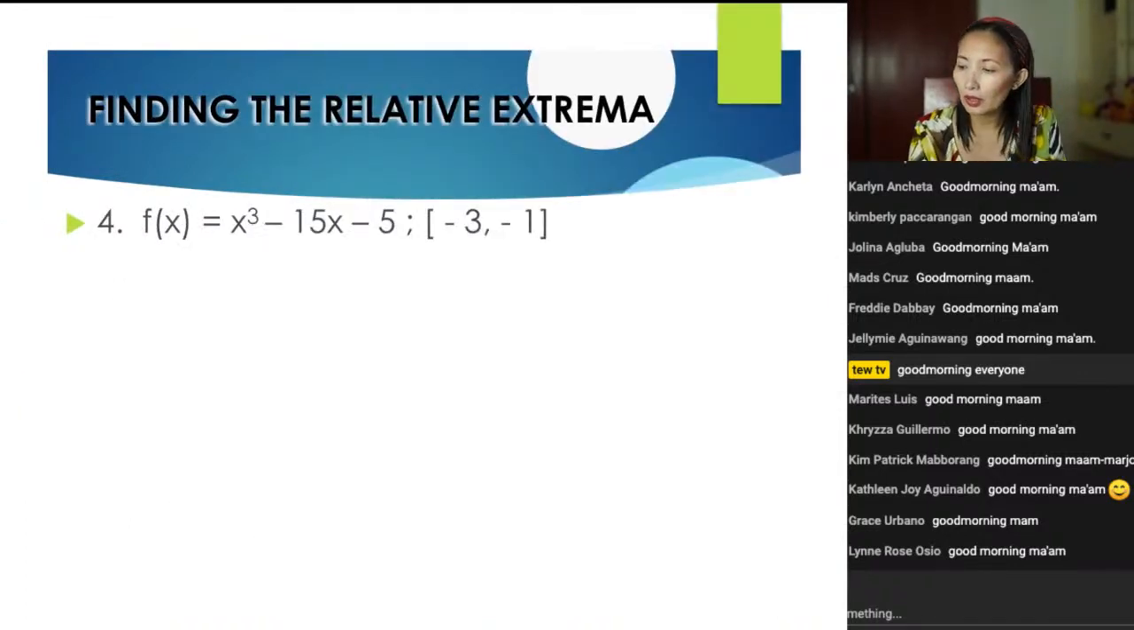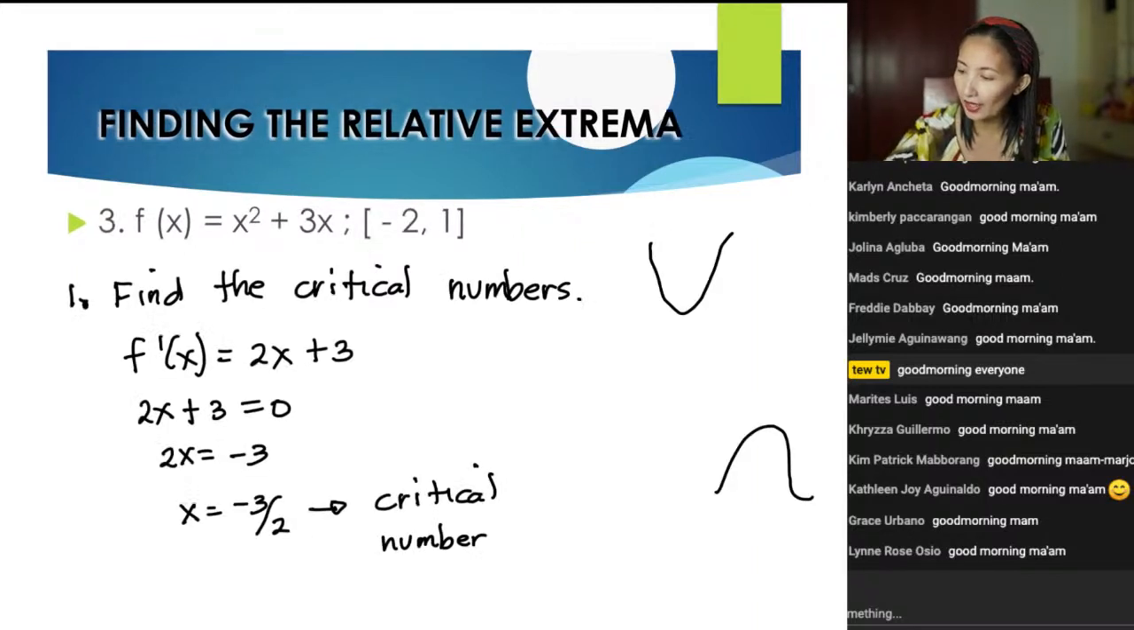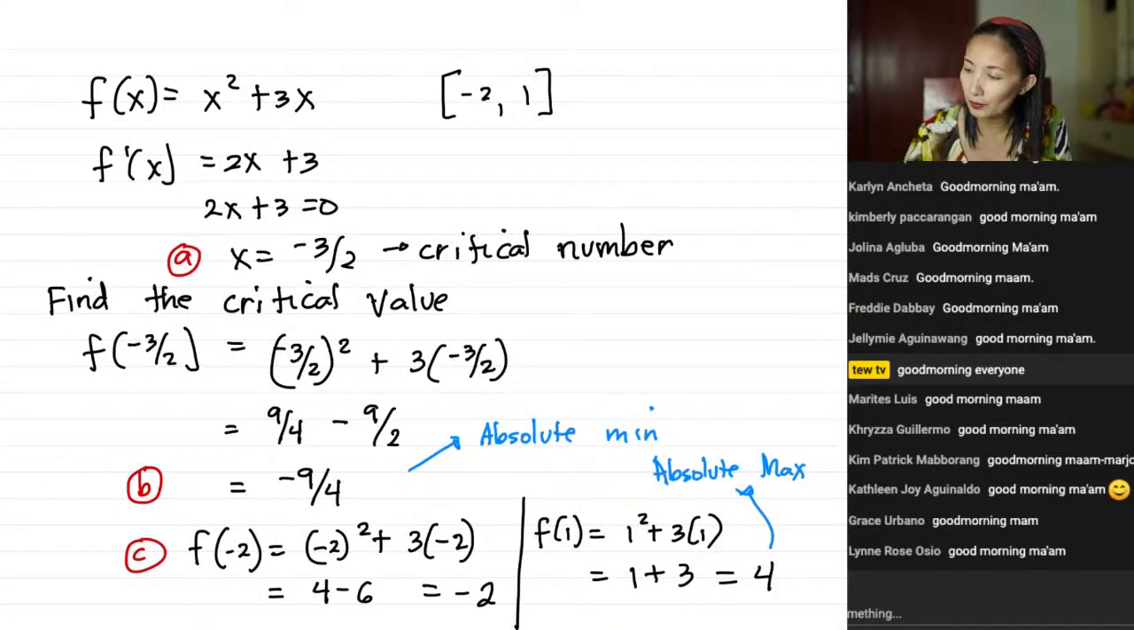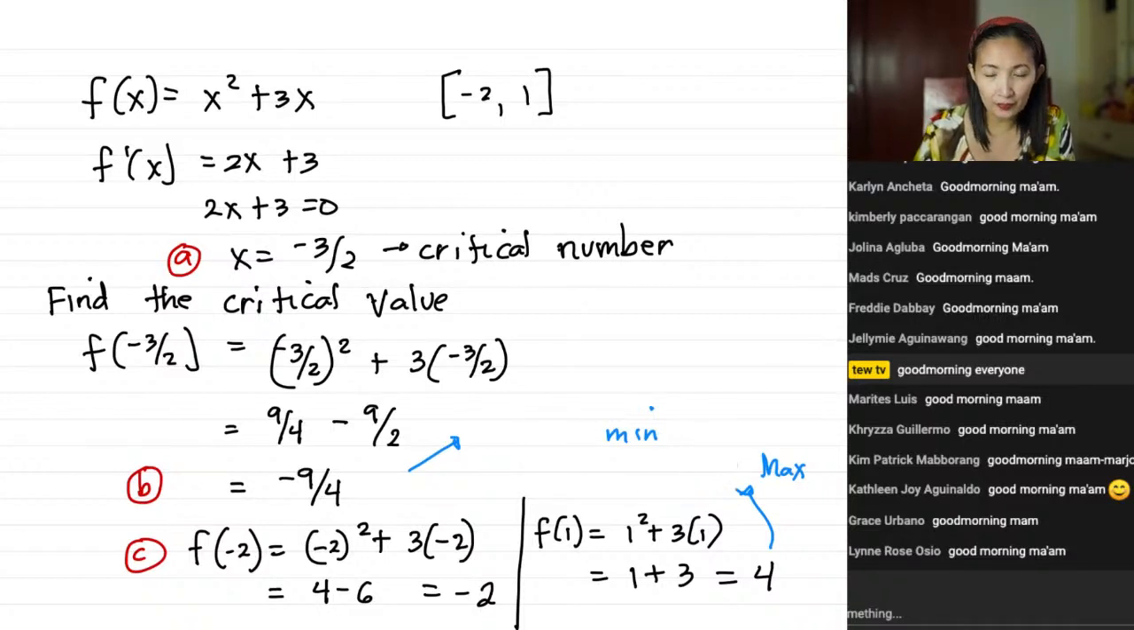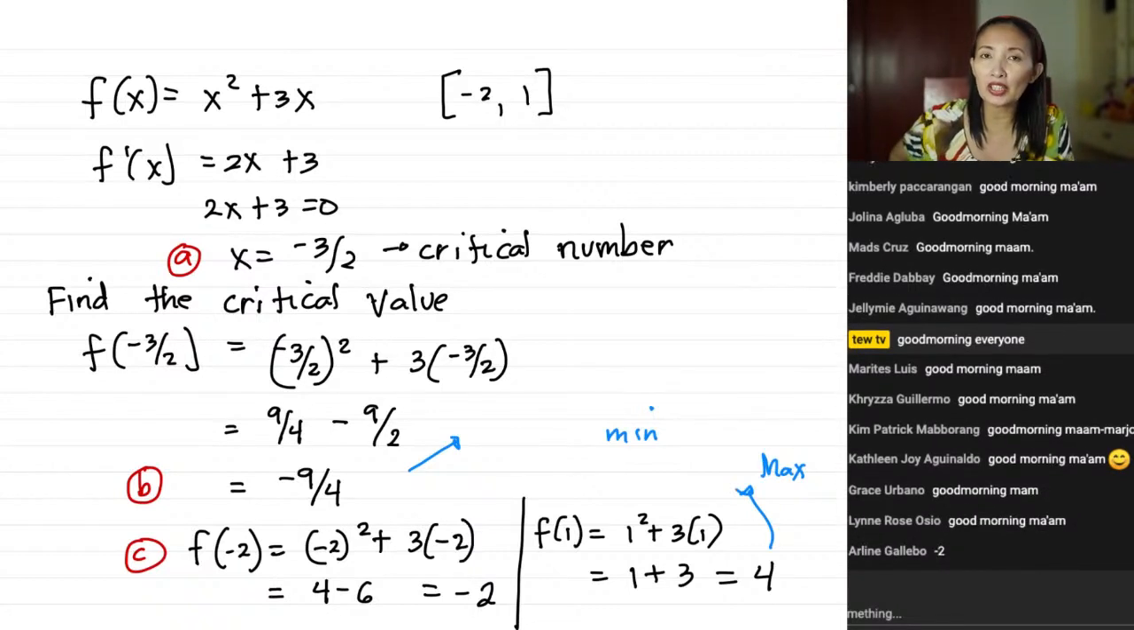Now, what about, okay, f of x is equal to x cubed minus 15x minus 5 given the closed interval negative 3 and 1. Find the relative. I'm sorry, did I use absolute? That is supposed to be relative. Okay? Please make the necessary corrections. This is not absolute but relative. This is supposed to be relative because it depends upon the interval given.